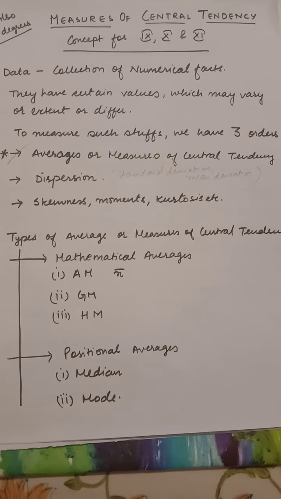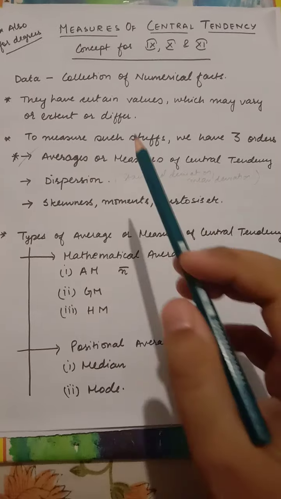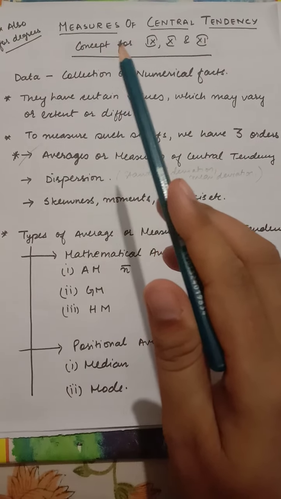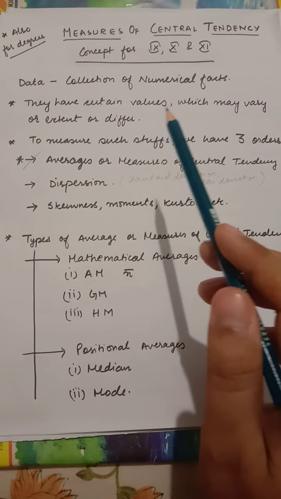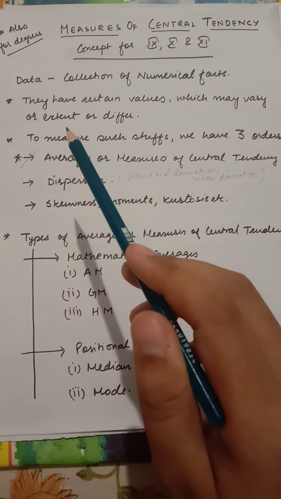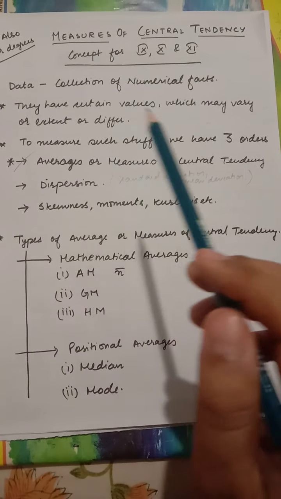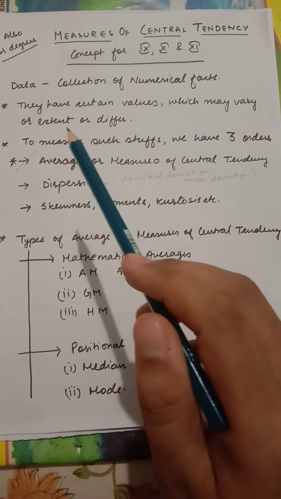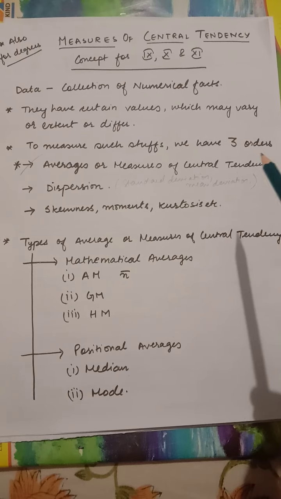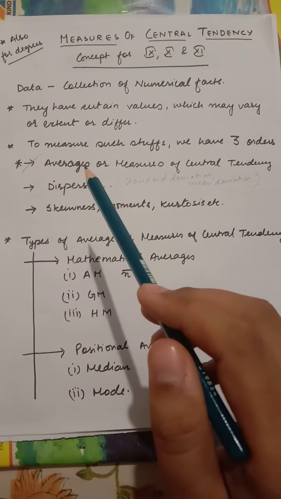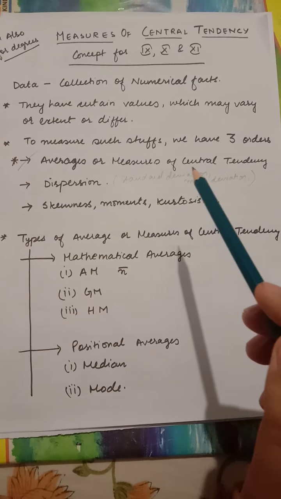So let's discuss what measures of central tendency are. Before that, let us know why we need to calculate or find this value. Data has certain values which may vary, extend or differ. In order to measure this variation, this extension and the differences, we need three orders of measures. The first one is the averages, or what we are going to study, the measures of central tendency.